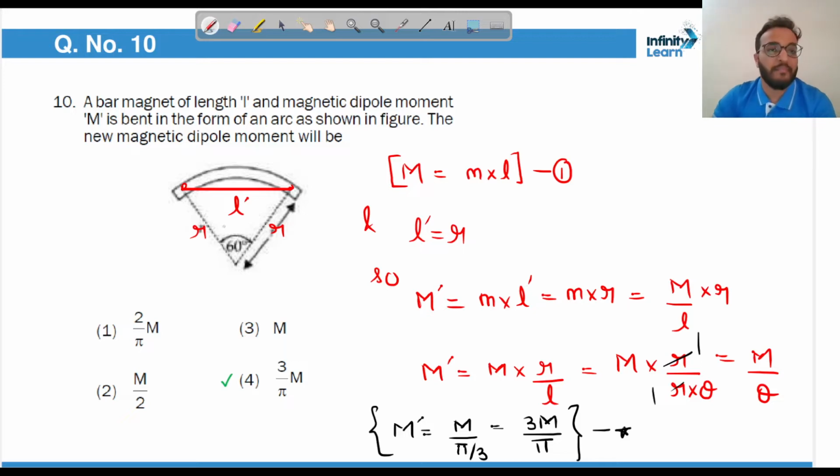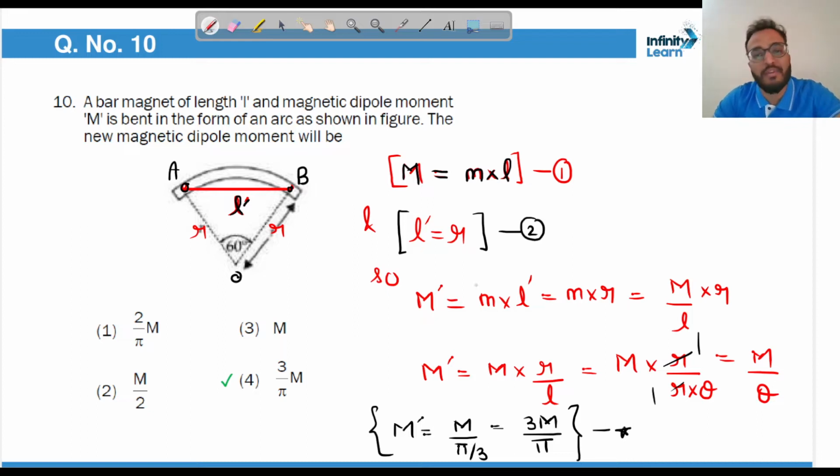Now question number 10. A bar magnet whose initial length was L and magnetic dipole moment was M. So capital M is equal to small m into L. This is given. Now if you bend it, the effective length will change and will become L dash. As you can see, this is an equilateral triangle OAB, so L dash is also equal to R. This is your second point.